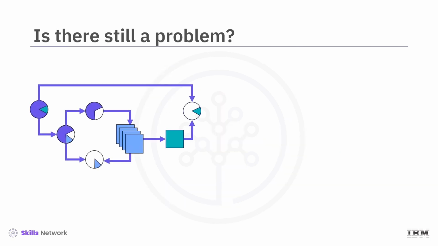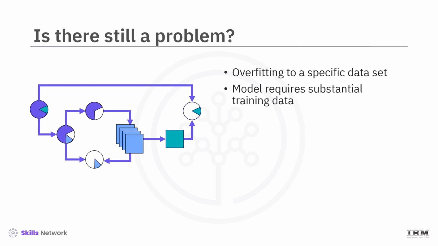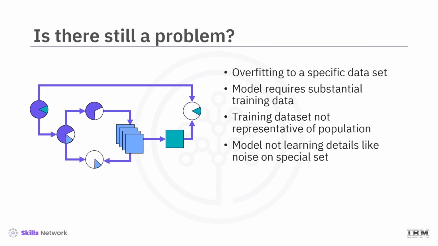Some potential validation problems reside in selecting a single, specific validation set. Your model could be overfitting to this specific data set. If your model needs a lot of data to train on, you may not have enough data left over for validation and testing purposes. This means your training and validation data might not be representative of the sample population. Your model may be learning details, like noise, on this particular set. Your model's performance may not be stable across different validation sets.